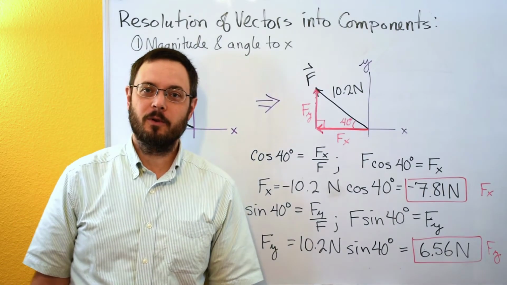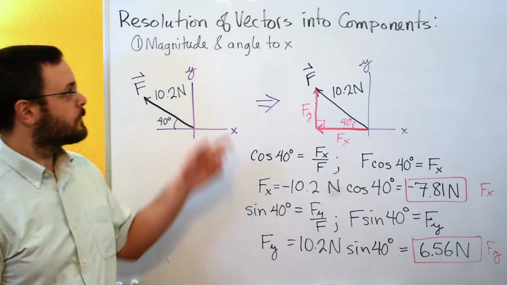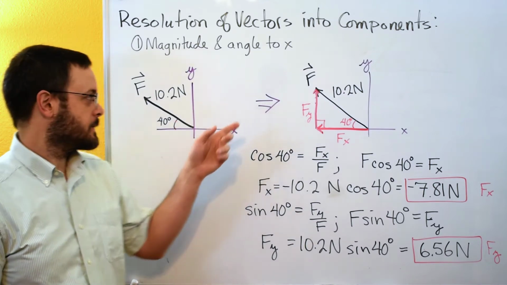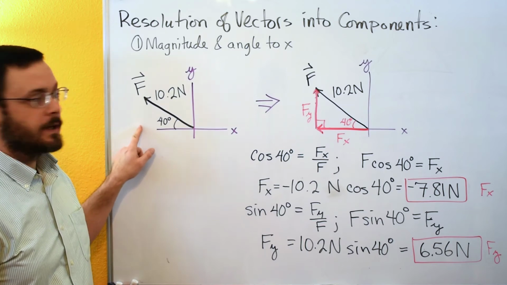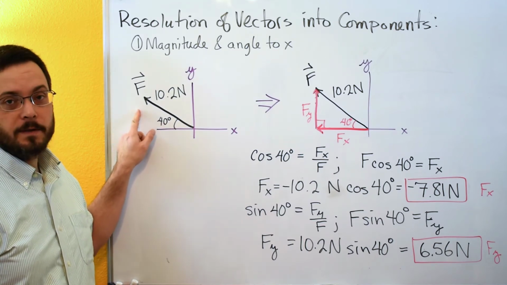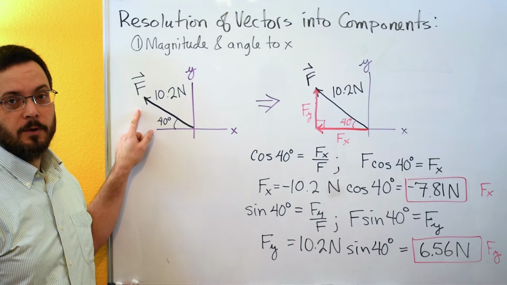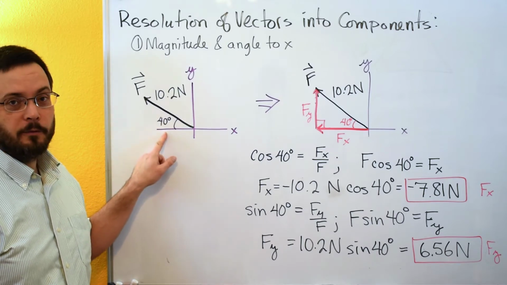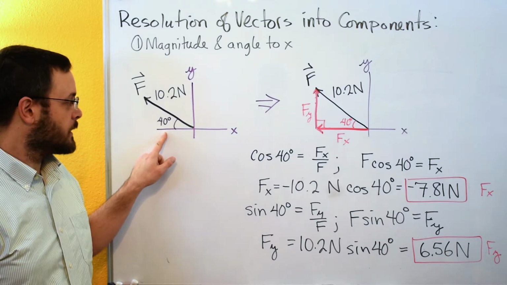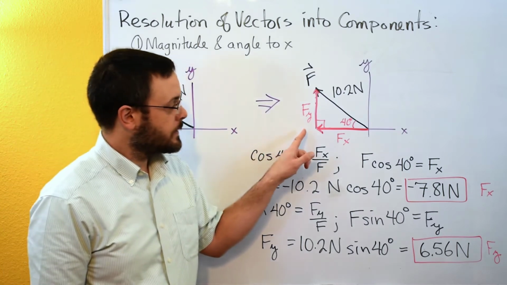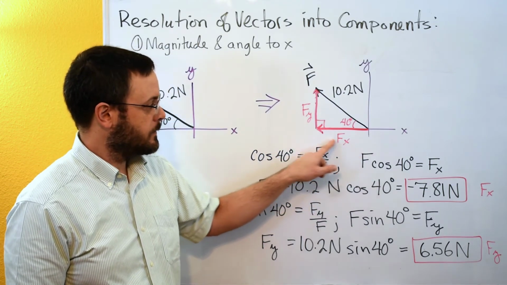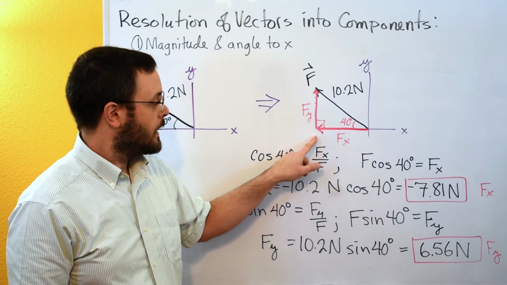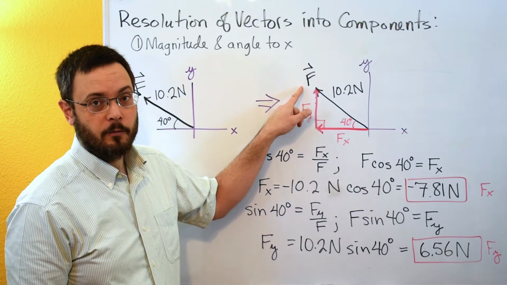So in this video we'll look at one of the ways of resolving vectors into components. This is if we have a vector and we have an angle to the x-axis. So we have a vector that has a magnitude of 10.2 newtons and we have an angle of 40 degrees to the negative x-axis. What we're going to do is think about this vector as being composed of an x component vector Fx and a y component vector Fy.